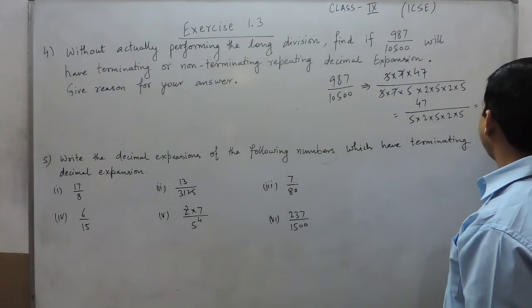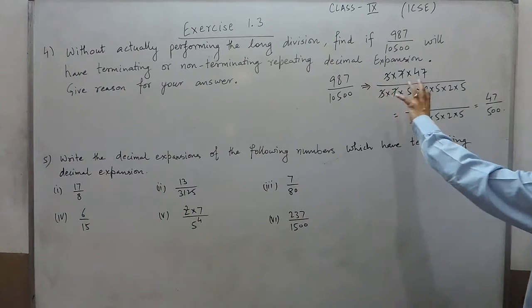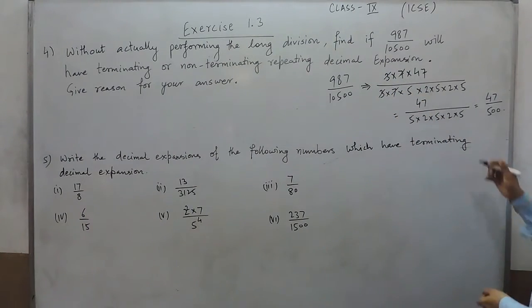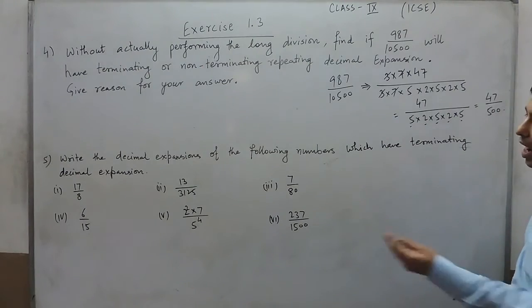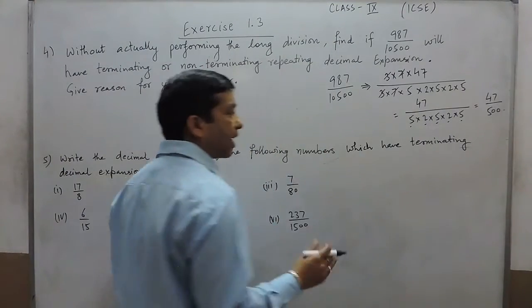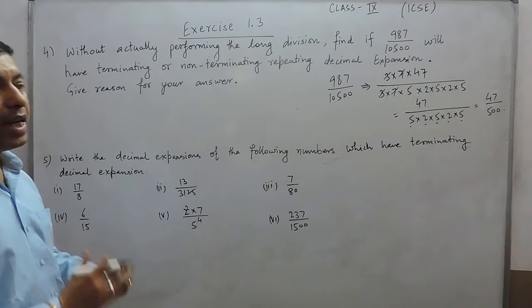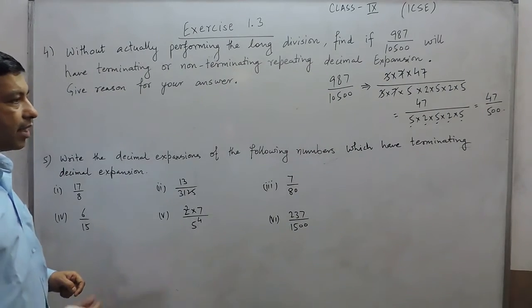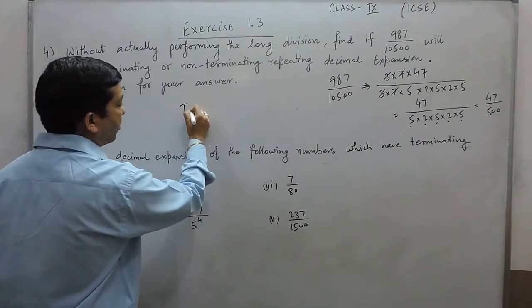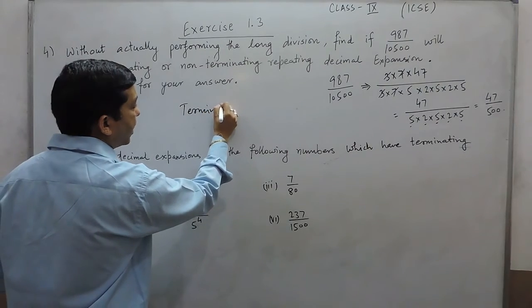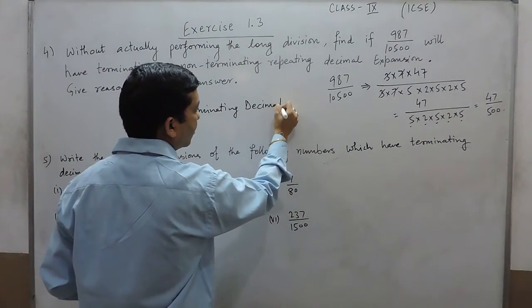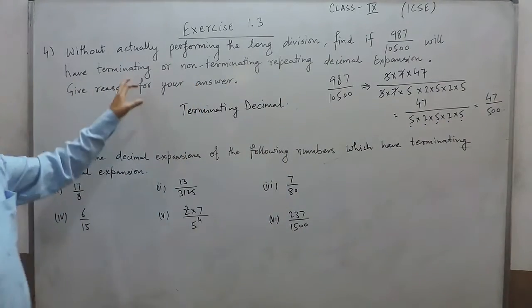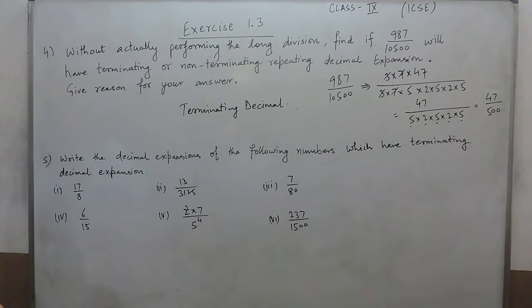So this can further be written as 47 upon 5 into 2 into 5 into 2 into 5, or 47 upon 500. Now, as we have cancelled out 3 and 7, in the denominator there are only the factors of 2 and 5. And we already know that if there are the factors of 2 and 5 only in the denominator of the lowest fraction, then it is a terminating decimal. So 987 upon 10500 is a terminating decimal.